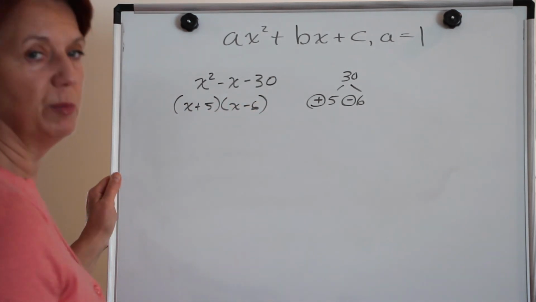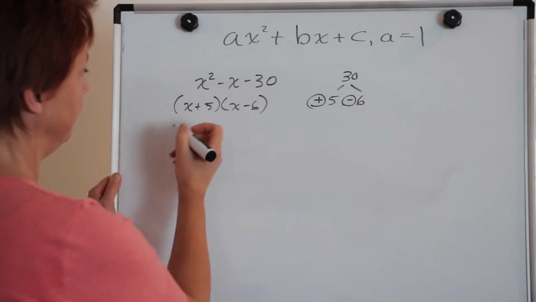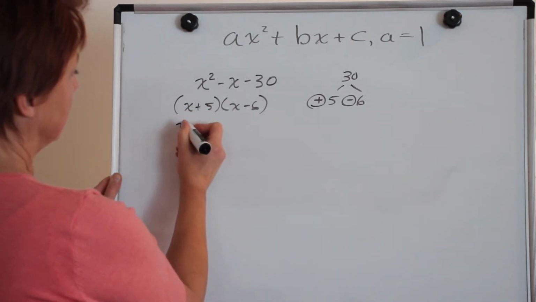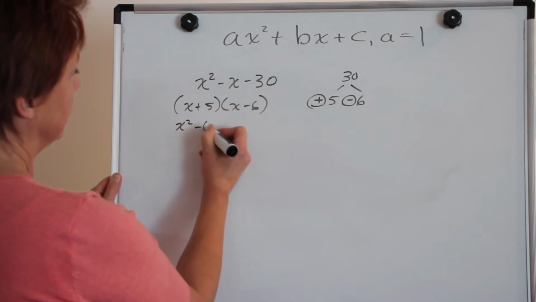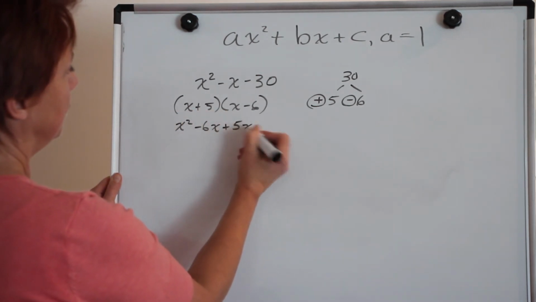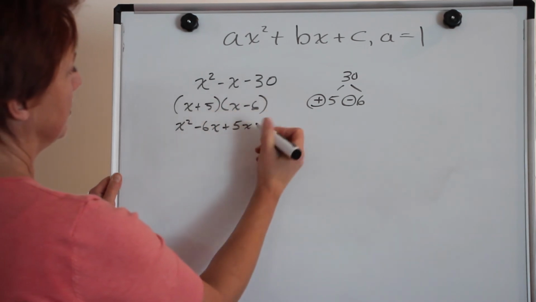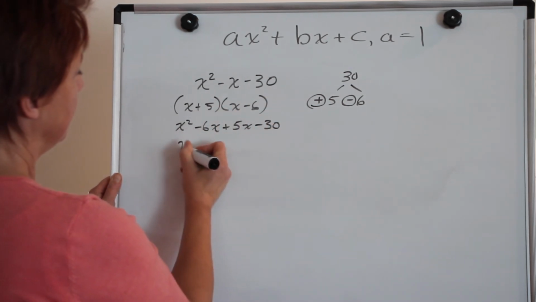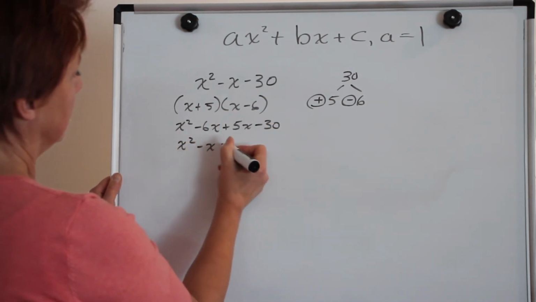And so we know that those are the correct numbers and the correct signs with which to factor that. Now let's multiply this one out just to see that again. So x times x, x squared, x times negative 6, negative 6x, 5 times x, positive 5x, and positive 5 times negative 6, negative 30, giving us that.